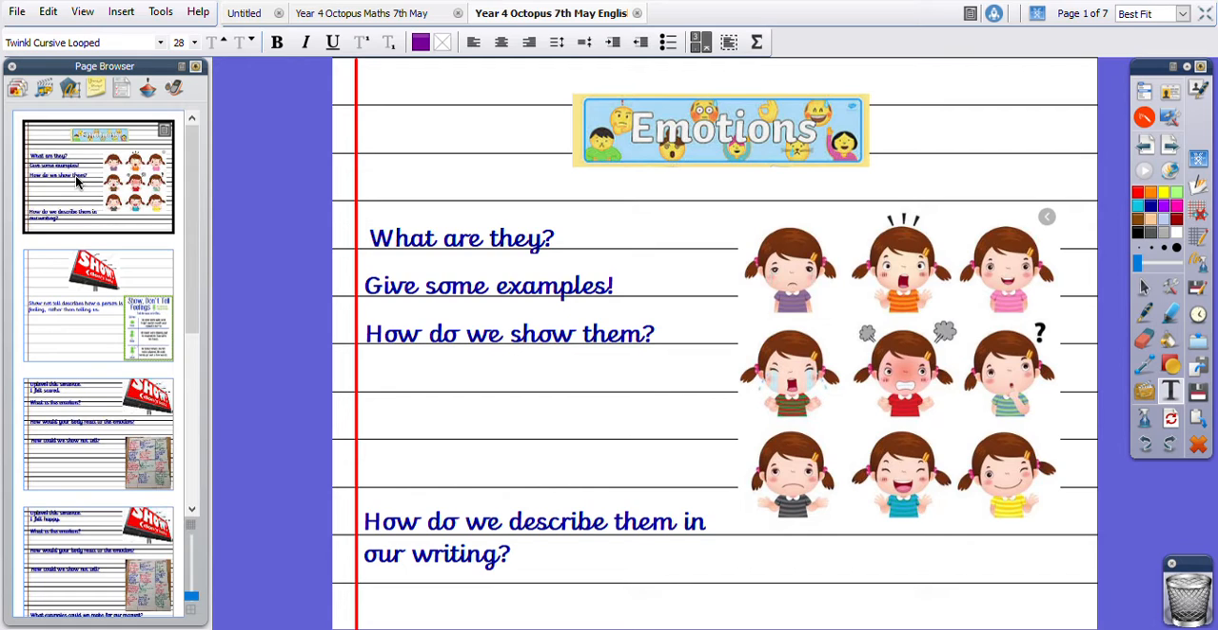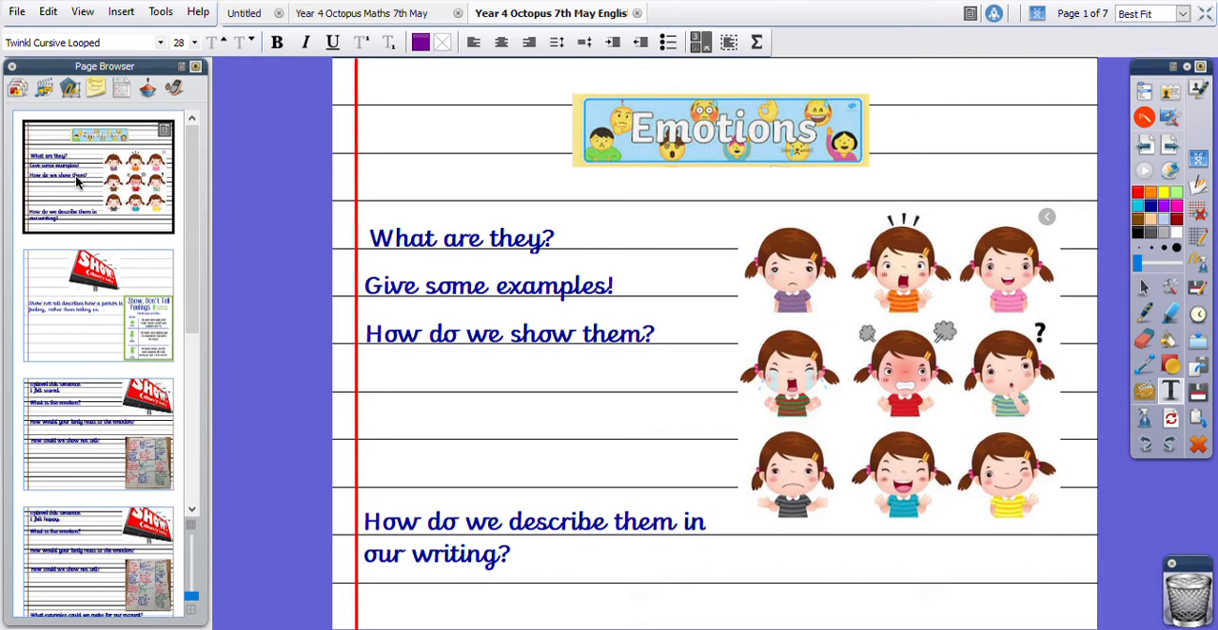So in this chapter, we know that Joe is feeling lots of emotions, trying to admit to his dad how he is feeling about school. So emotions, what are they? Can you give me some examples of emotions? How do we show them? And how can we describe them in our writing?